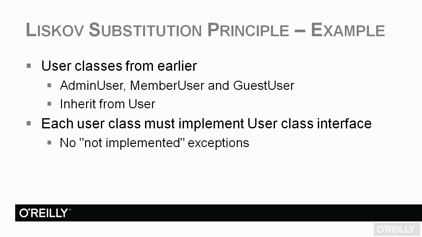In particular, we don't want to see any not implemented exceptions, because obviously that's going to cause a problem for the application. A client of this user type is going to treat it like a user, run a method, and expect it to be implemented, and it will throw an exception because it's not implemented. That's not good. So we can't have that. And that's the basic idea behind the substitution principle.